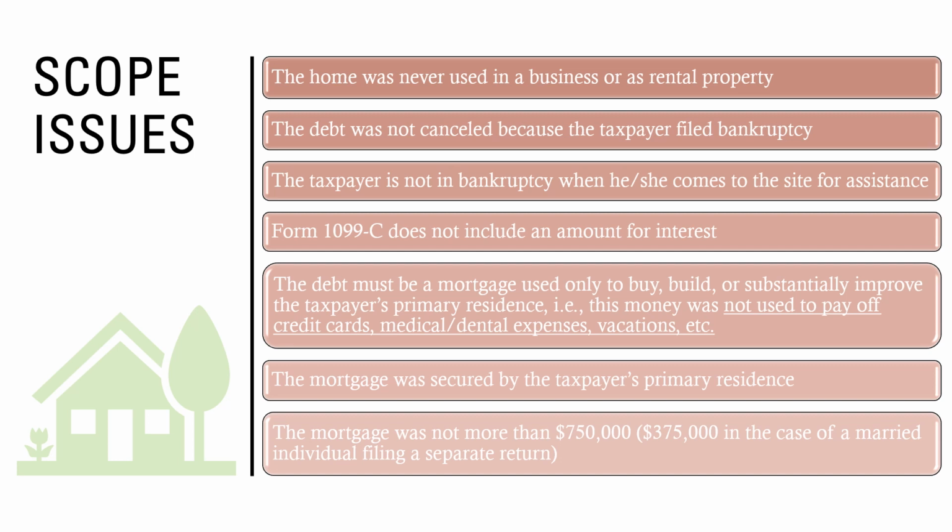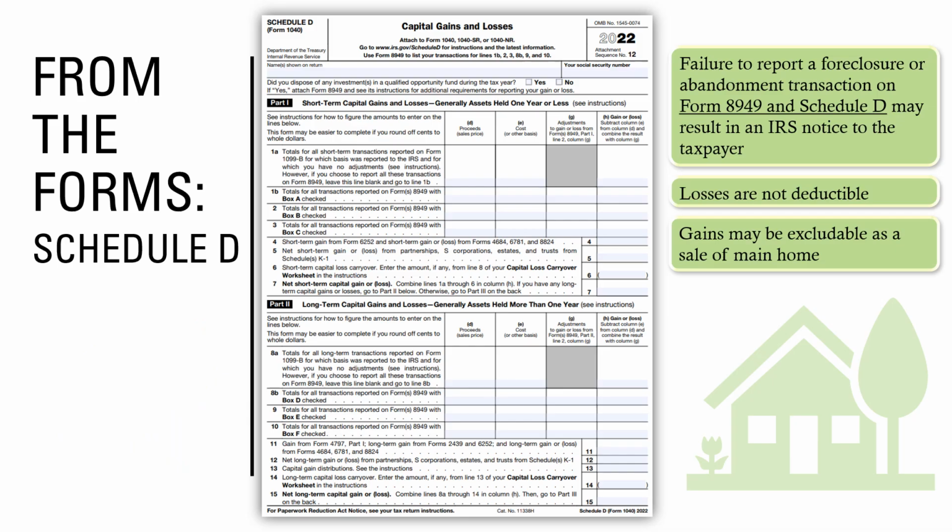And there's a limitation on the exclusion. The mortgage cannot have been more than $750,000. And of course, for our married filing separate returns, that amount is cut in half to $375,000. As we talked about before, foreclosures and abandonments are treated like a sale.